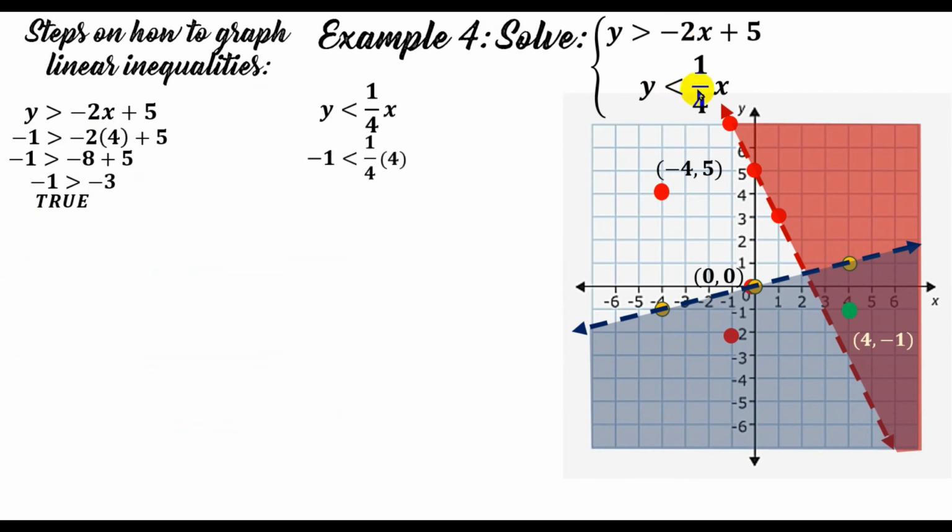That is true. For the second linear inequality, y is negative 1, x is positive 4. So, we can divide this out. 4 divided by 4 is 1. 1 times 1 is 1. Now, negative 1 is less than positive 1. This is also true. Next, another point.